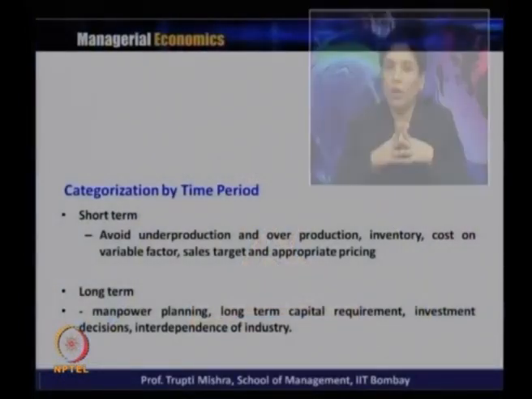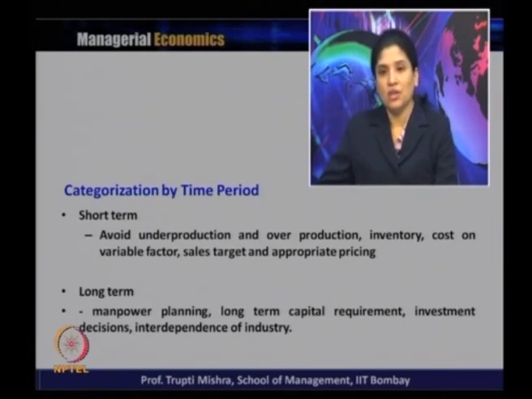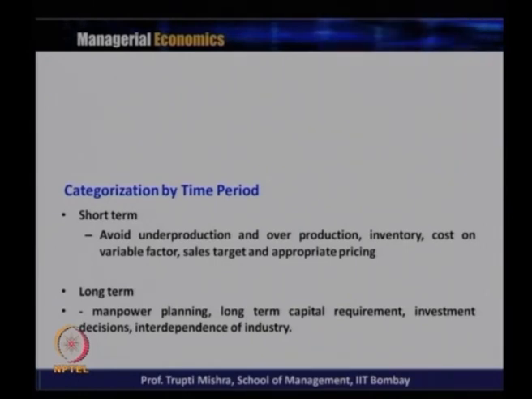Now, what kind of forecasting do we do in the short term? Generally, short term forecasting is done to avoid underproduction and overproduction, and also to decide what the inventory level should be, what the cost on the variable factor should be, what the sales target should be, and what the appropriate pricing strategy should be. To take a decision on all these things, the short term forecasting is done. And long term forecasting is for manpower planning, long term capital requirement, investment decisions, and the interdependence of the industry.